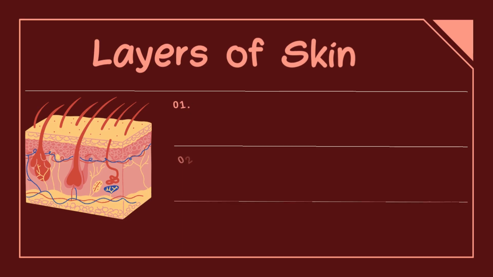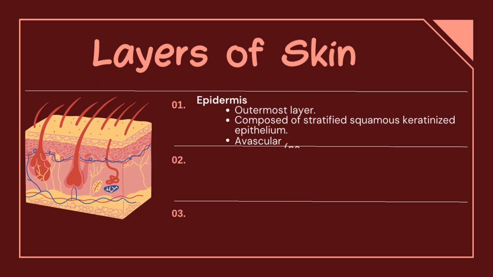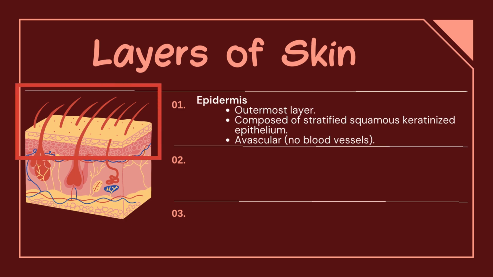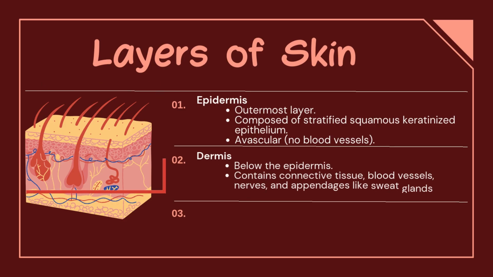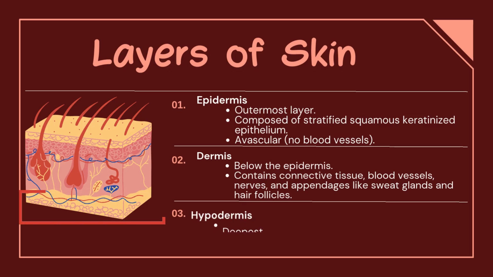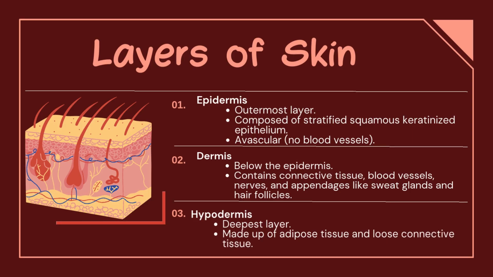What are the layers of skin? Skin has 3 layers. Number 1, epidermis. It is the outermost layer. It is composed of stratified squamous keratinized epithelium. It is avascular. Number 2, dermis. It is below the epidermis. It contains connective tissue, blood vessels, nerves, and appendages like sweat glands and hair follicles. Number 3, hypodermis. It is the deepest layer. It is made up of adipose tissue and loose connective tissue.